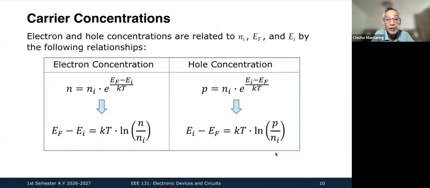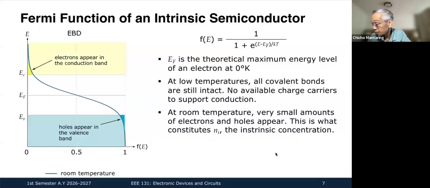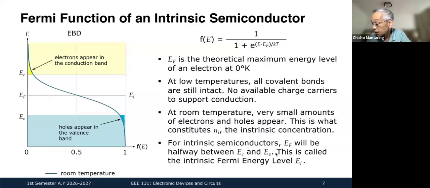Okay, here are equations that you can use to relate concentration, intrinsic concentration, Fermi level, and intrinsic Fermi level. By the way, I forgot to mention something very important. For intrinsic semiconductors, E of F will be halfway between EC and EV. So kapag intrinsic yung semiconductor, E of F, nandito sa gitna ng EC at saka EV. Ang tawag natin dyan, intrinsic Fermi level. So we also call that E of I. Sorry, I forgot to mention that.